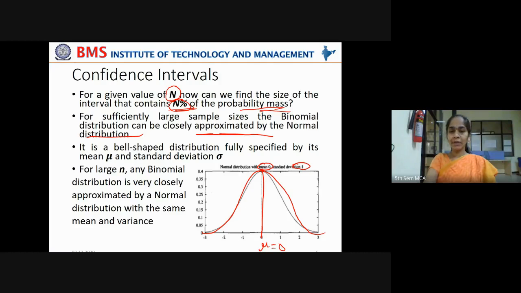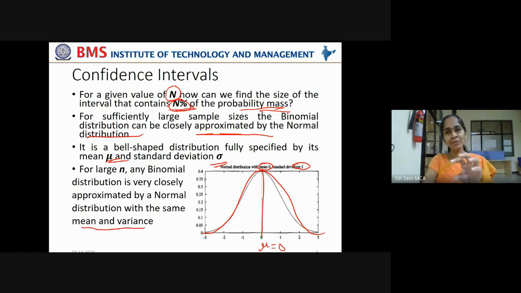Now it is a bell-shaped distribution fully specified by its mean mu and the standard deviation sigma. You know what the standard deviation is, right? How much does the spread of the data points differ from the mean average value? How much is the spread of the data from the mean? That is called the standard deviation. Now for large n, any binomial distribution is very closely approximated by a normal distribution with the same mean and variance.